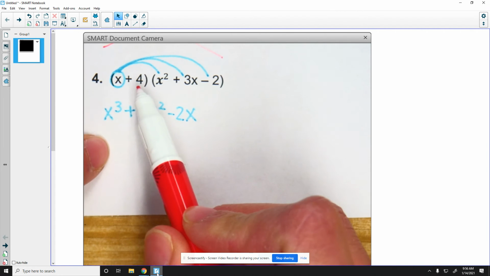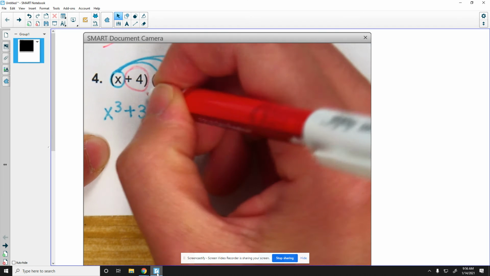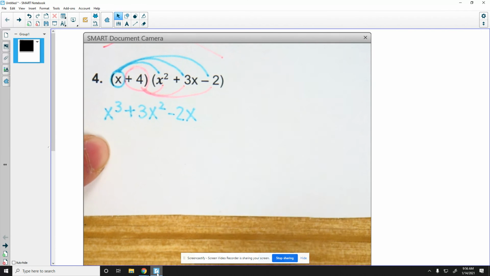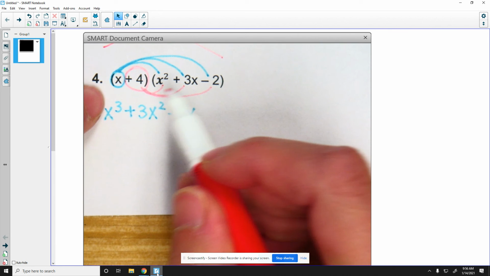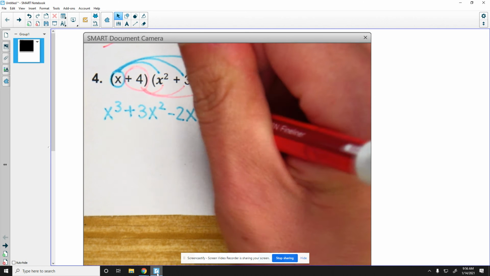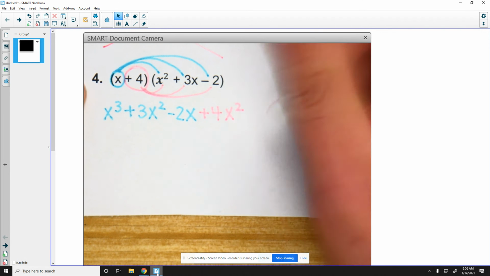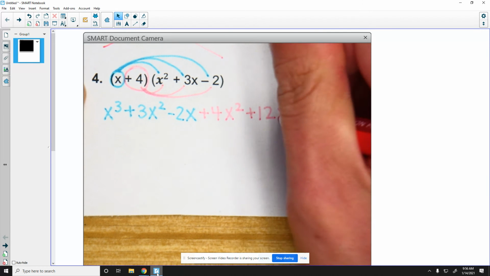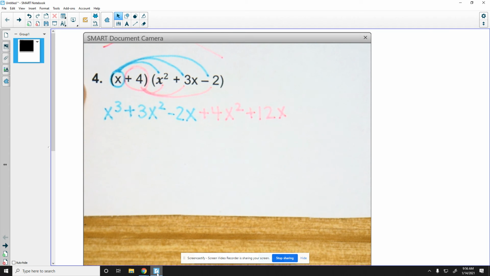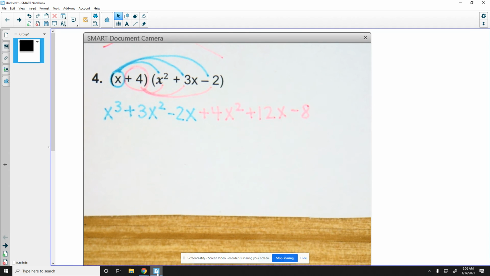Now I'm going to take 4. Is this a positive or a -4? Positive, because it says +4. So take +4, multiply, multiply, multiply. You're going to distribute. Okay, so 4 times x squared is 4x squared. It's positive, so I write plus 4x squared. 4 times 3x is 12x. It's a positive, so I write plus 12x. 4 times -2 is -8, so I'm going to write -8.